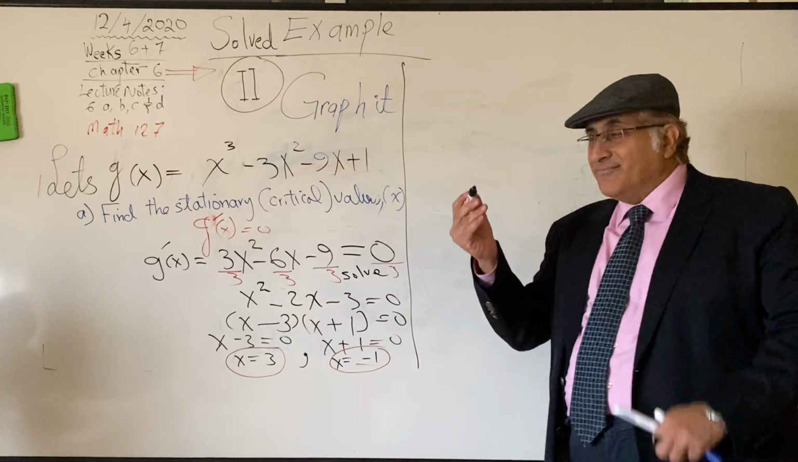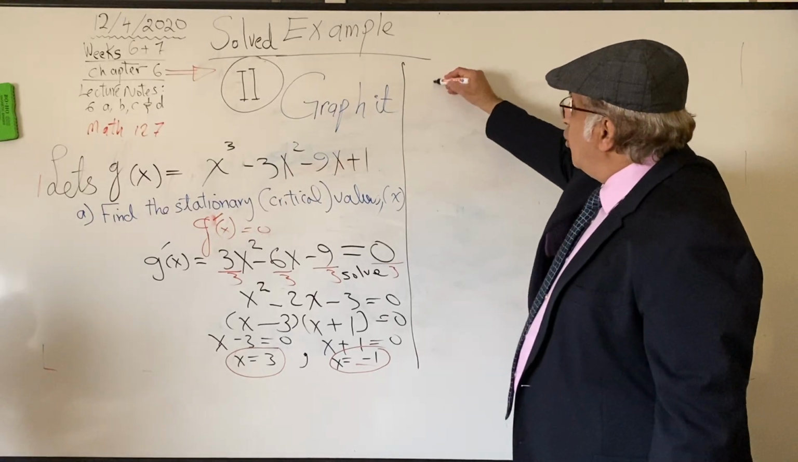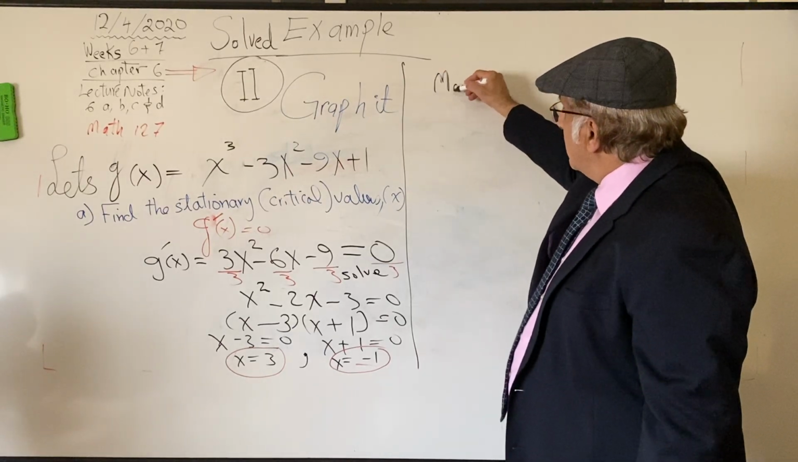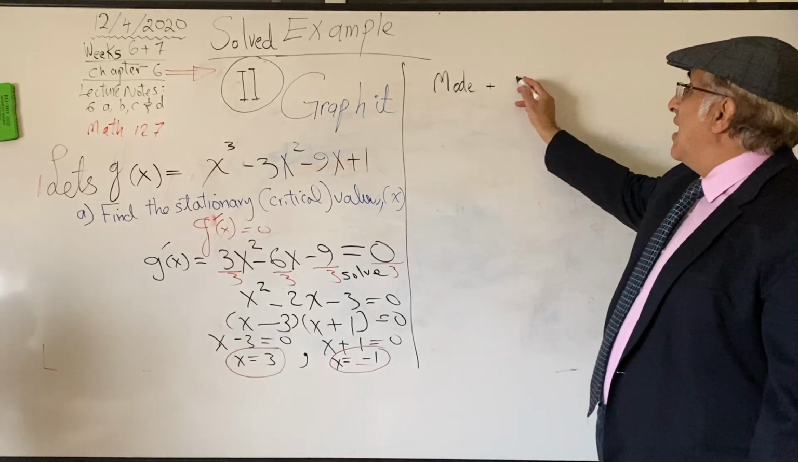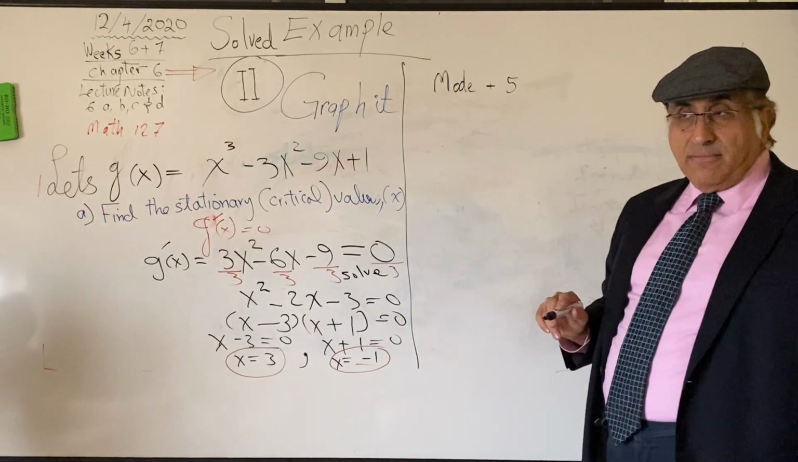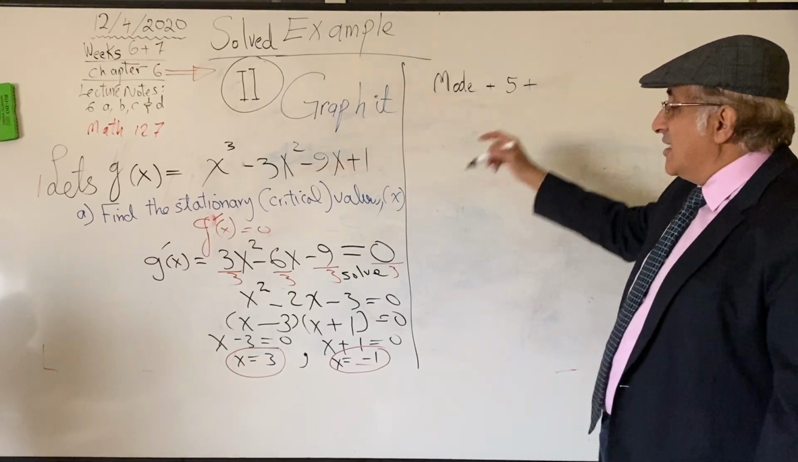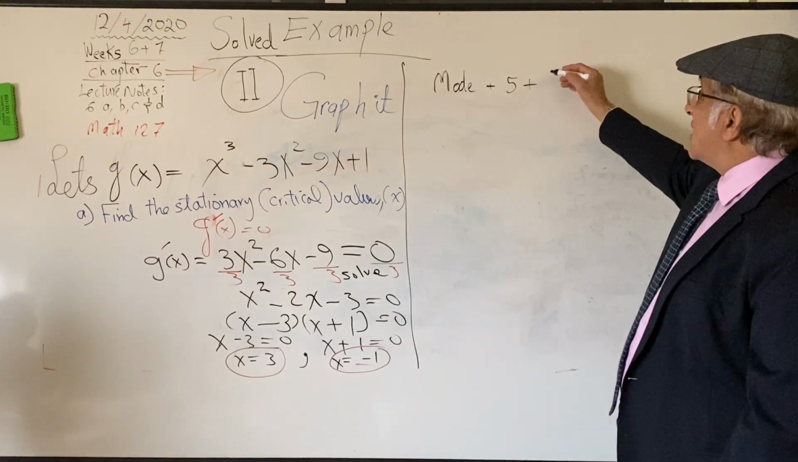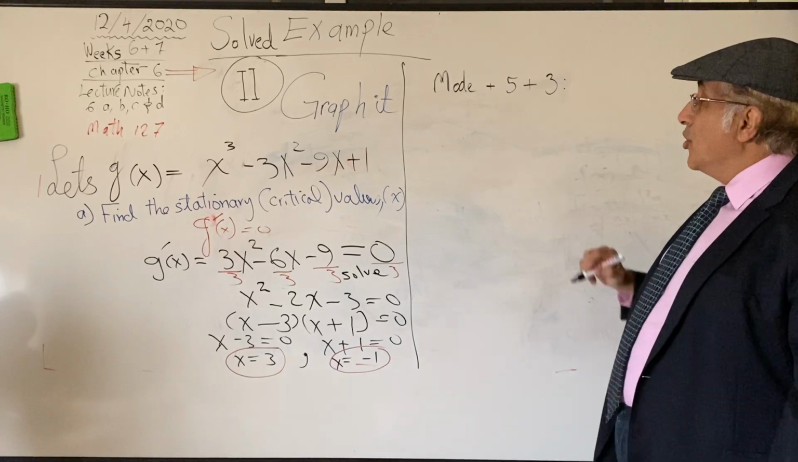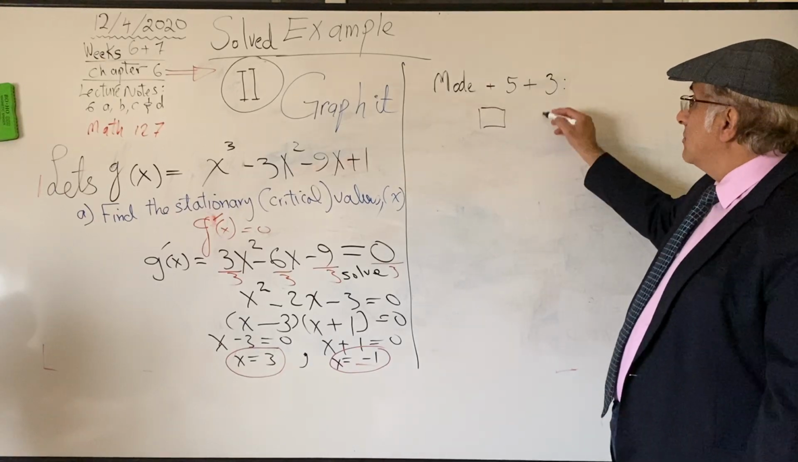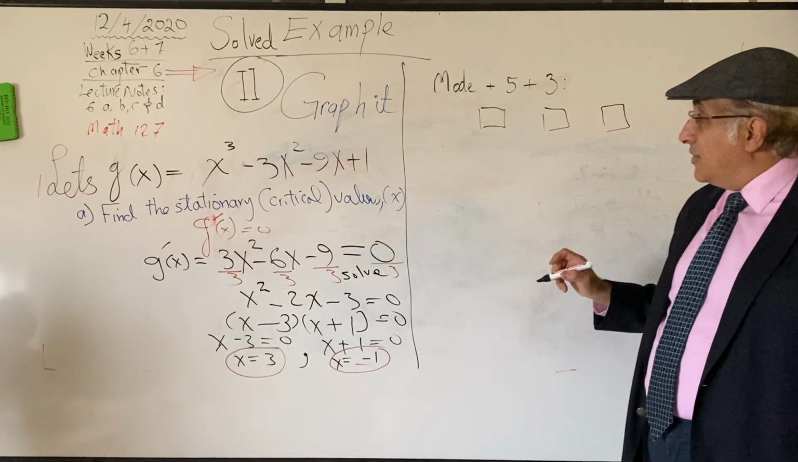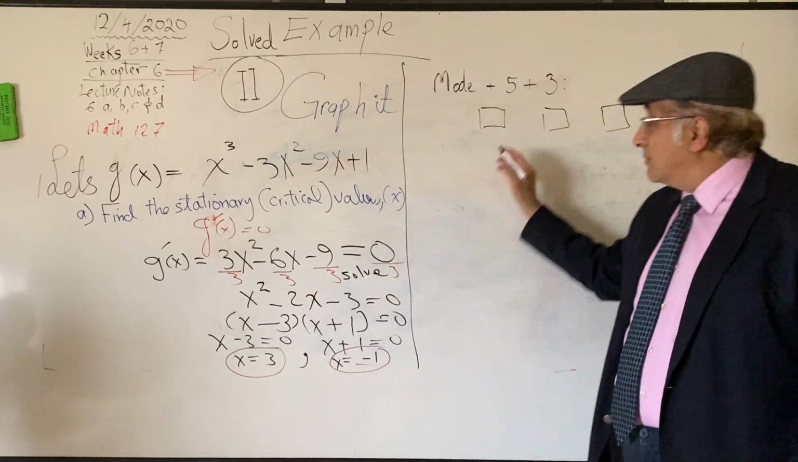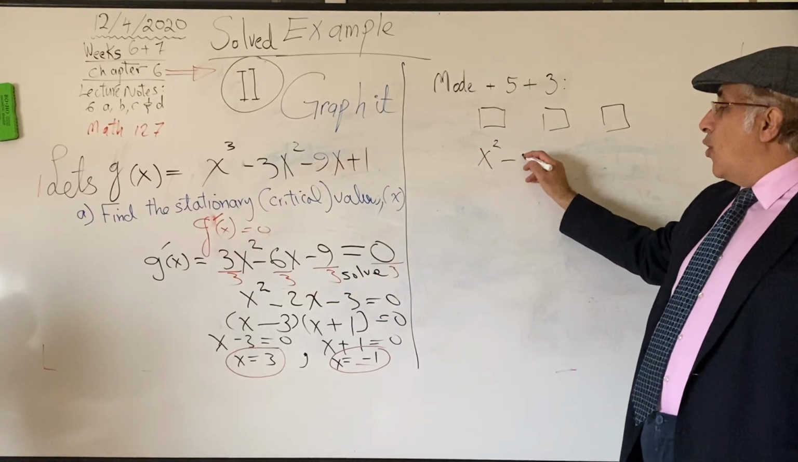Well, why don't you go to mode and press 5. 5 means equation. And if it is a quadratic equation, press 3. You will see 3 boxes. Your equation is going to be written in this way, in descending order.